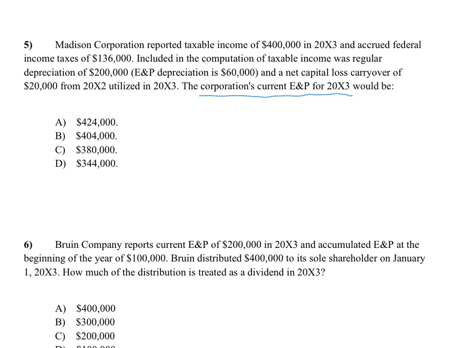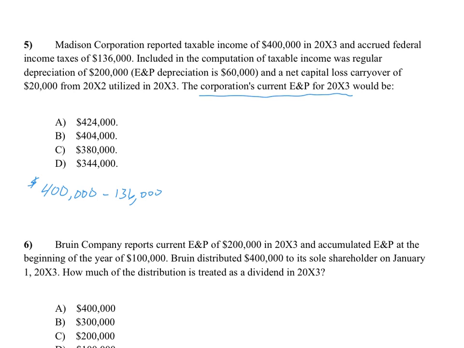All right, so let's start putting things together. What are we going to start with? Again, we're going to start with our taxable income. So that was $400,000. We have federal income taxes of $136,000. All right, so now we've got this depreciation issue. What do we have to do?